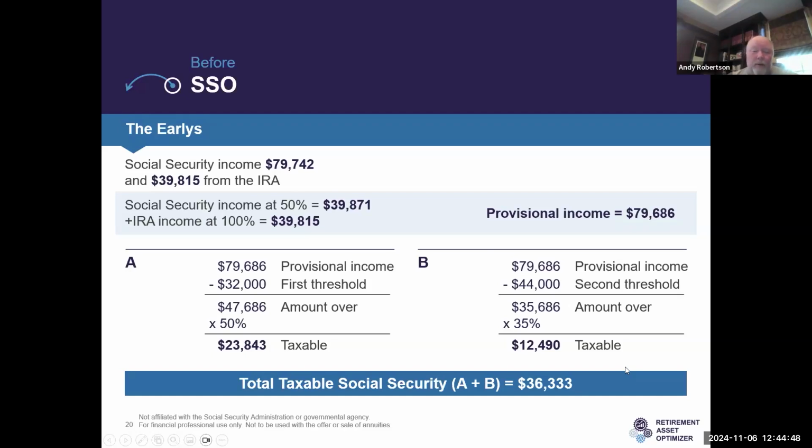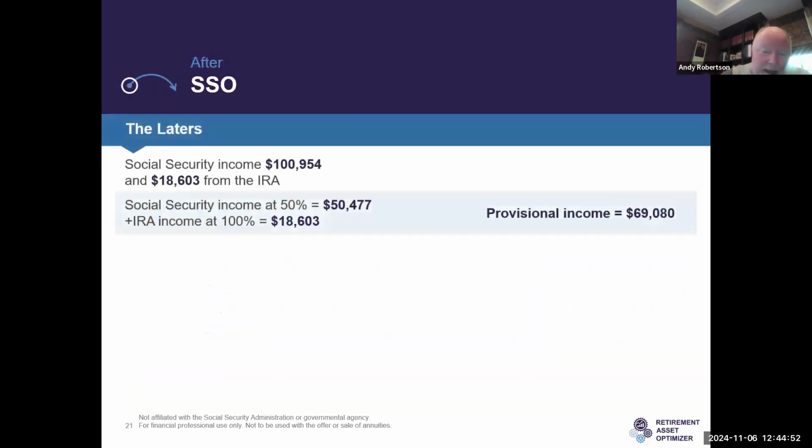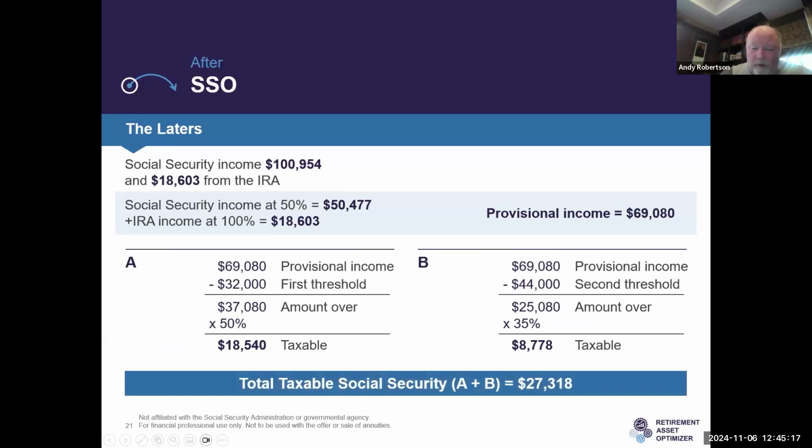It's stunning to people when they see these numbers. They can't believe it. How about the laters? Again, they have considerably more guaranteed income, but because they have more Social Security income, which is only counted at half, and significantly less fully taxable IRA income, the provisional income number is lower, right? Half the Social Security, all of the gap income, which is not even half of what it was for the earlies, gives you a lower provisional income number. You can just see the math for yourselves. Real simple. They have a total taxable Social Security of 27,318.